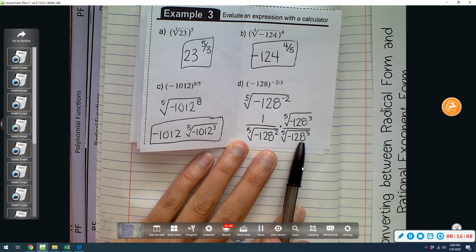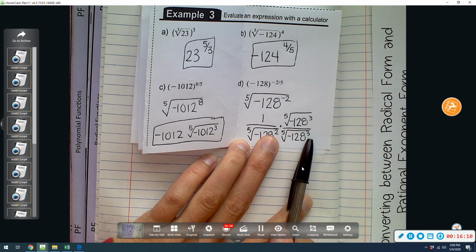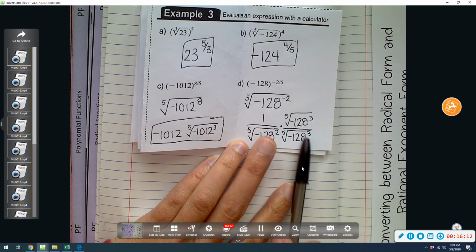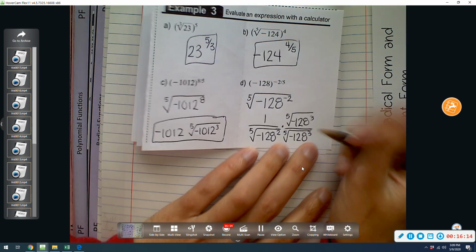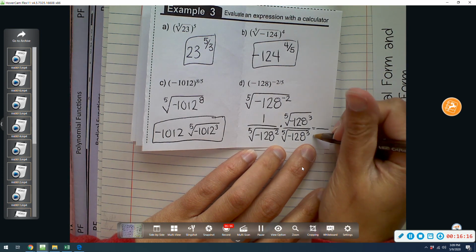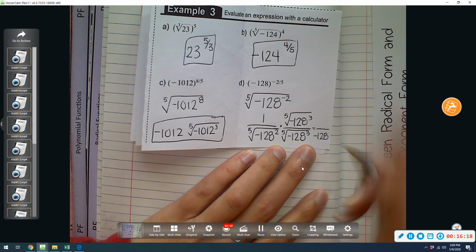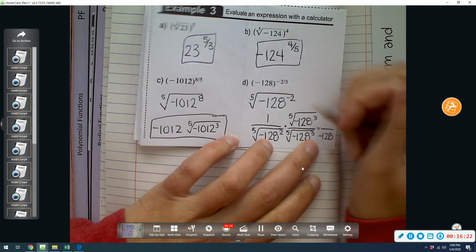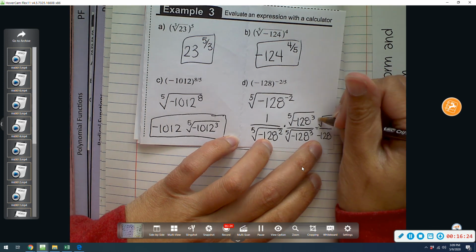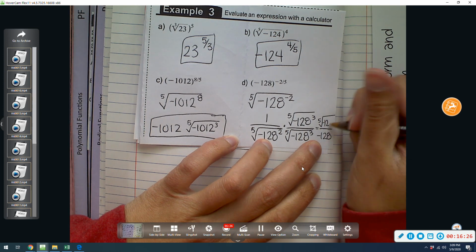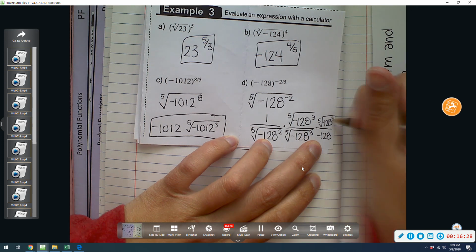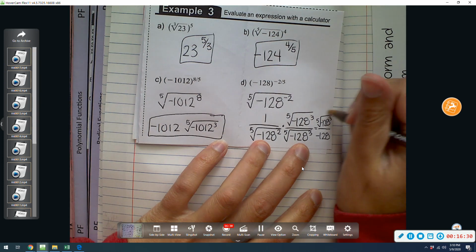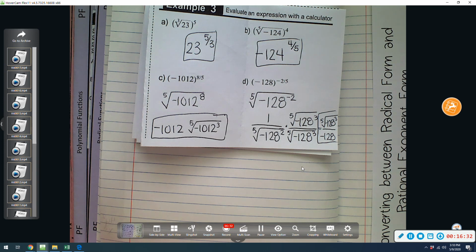Because then when I multiply, I'm going to have to the 5th power, and the 5th root of something to the 5th power will just become that thing. So my denominator is negative 128, because I'll fully be able to group that up and take it out. My numerator, however, is going to be the 5th root of negative 128 to the 3rd, because that times 1 is itself.